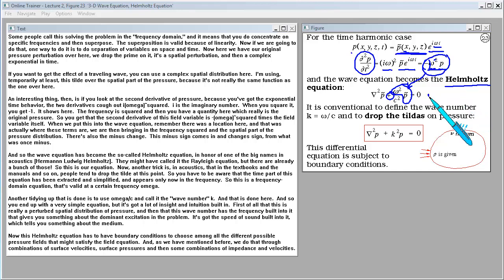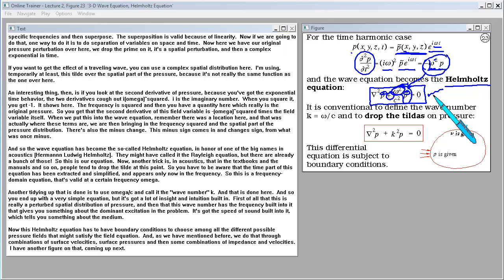This is our equation. Now another trick in acoustics is that in the textbooks and the manuals and so on, people tend to drop the tilde at this point. And so you have to be aware that the time part of this equation has been extracted and simplified and appears only now in the frequency. So this is a frequency domain equation that's valid at a certain frequency, omega.